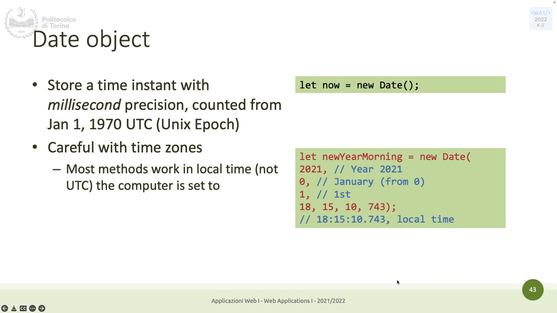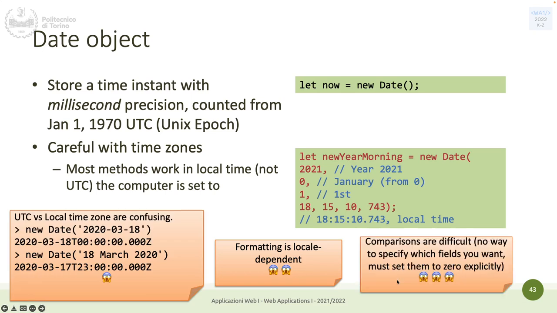What are dates? It should be obvious to everybody, but in JavaScript, there is a built-in object for handling dates that is called Date, and that stores, as shown here, a time instant with millisecond precision counted from epoch, so January 1st, 1970, UTC. But long story short, it's not so nice as an object because, depending on how you define a date, you can find, you see here, 18th of March 2020 gives you 18th of March 2020, midnight. But the same date, if written in another format, will give you 17th of March 2020, 11 p.m. in the evening. So it's not really easy to handle. Formatting is also locale dependent, and comparison is difficult because it's all a big object.